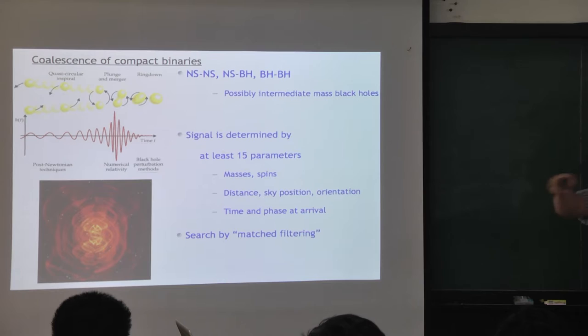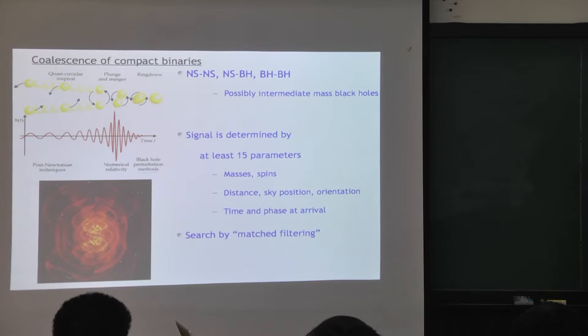And then below you see the cartoon picture of the signal. So the amplitude increases and then the frequency increases monotonically. And then some last stable orbit is reached, the two objects plunge towards each other and merge to form a single black hole, which will be highly asymmetric, and it will want to shed its asymmetry to then evolve towards a quiescent Kerr black hole. And the shedding of the asymmetry we call the ring down process, and that is this part of the waveform.